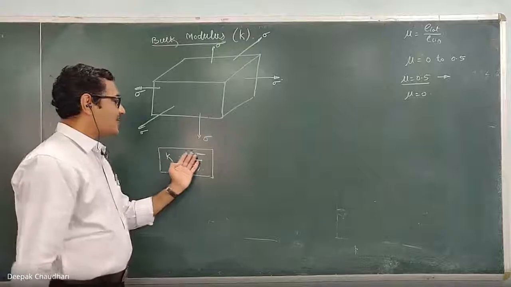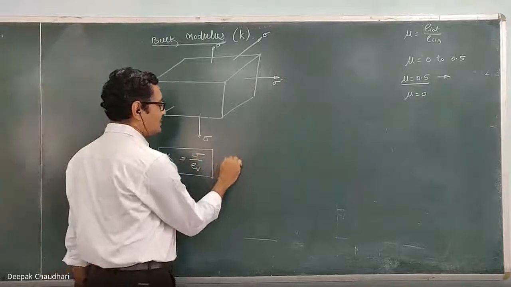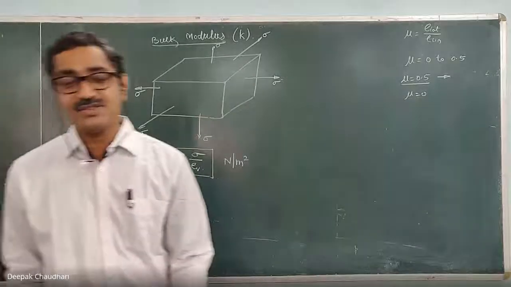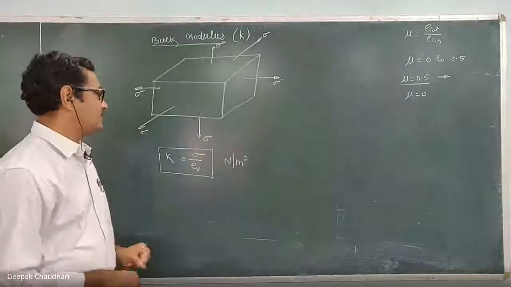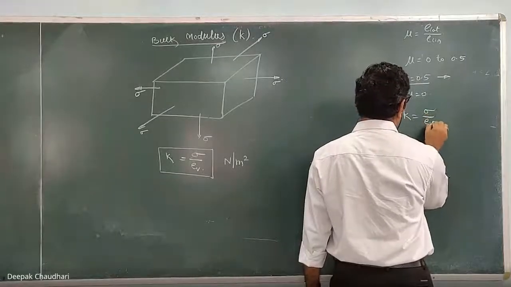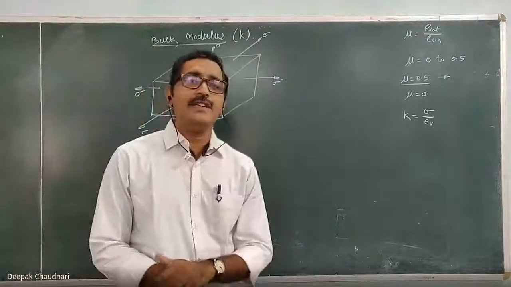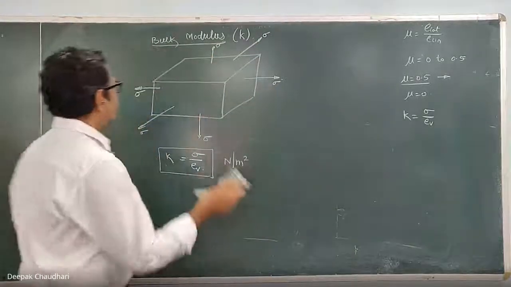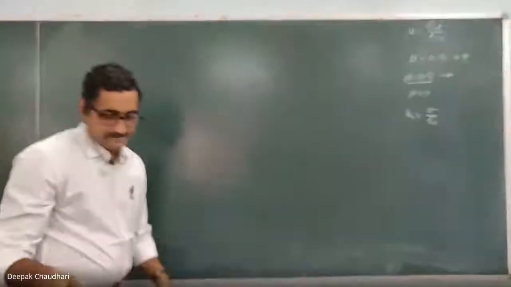Since it is a ratio of direct stress to the volumetric strain and strain has no unit, the unit of the bulk modulus is Newton per millimeter square or Newton per meter square, depending on the unit of the direct stress. And it is related to the compressibility. So remember this: the bulk modulus is the ratio of direct stress to the volumetric strain, provided the component is subjected to the triaxial stress system of equal magnitude and the same in nature. Understood?